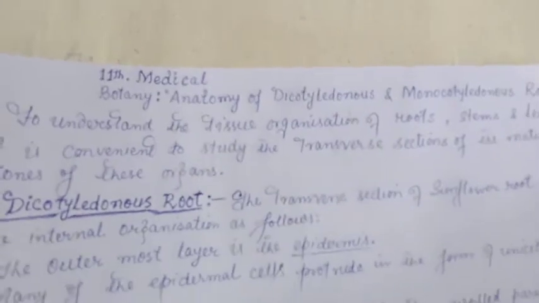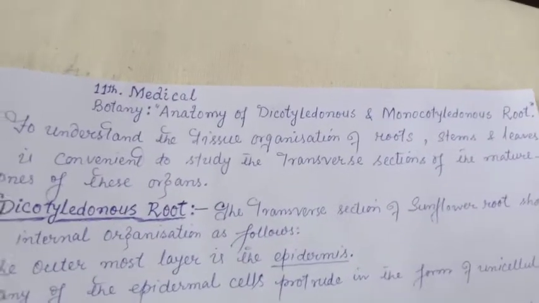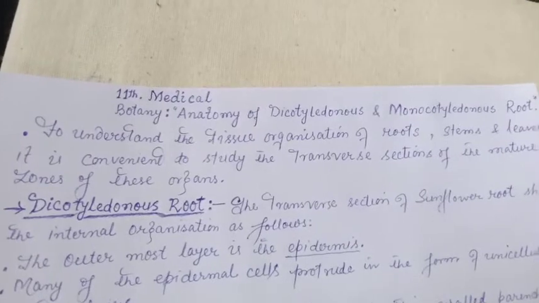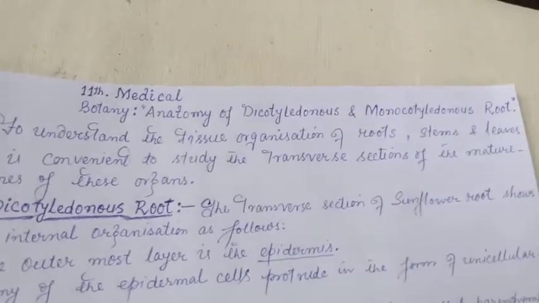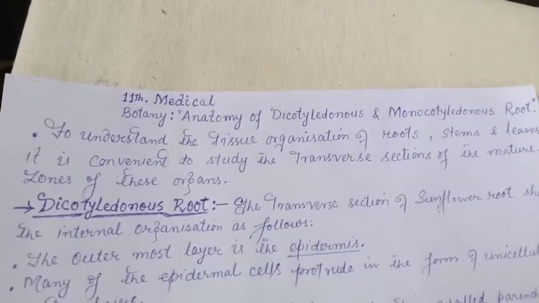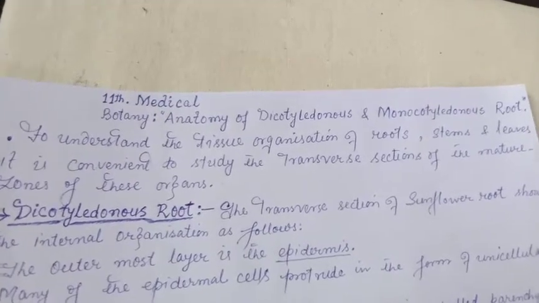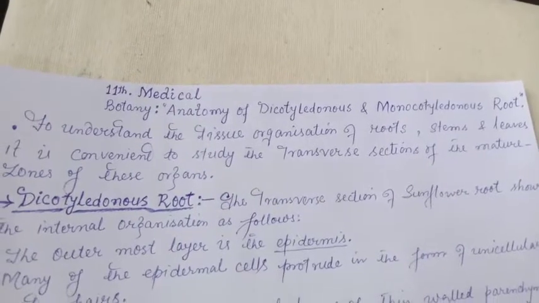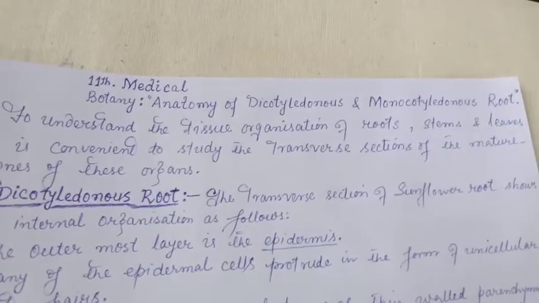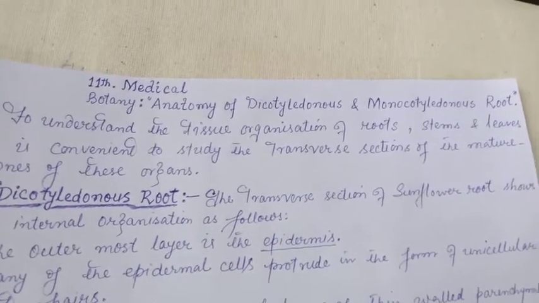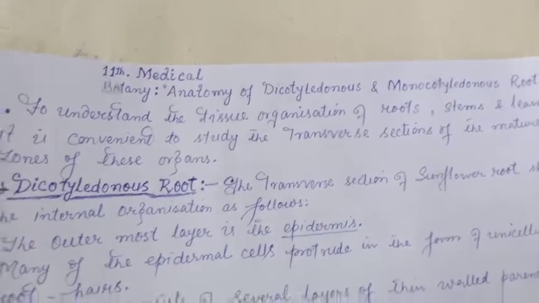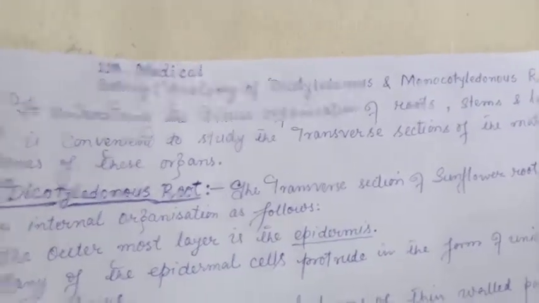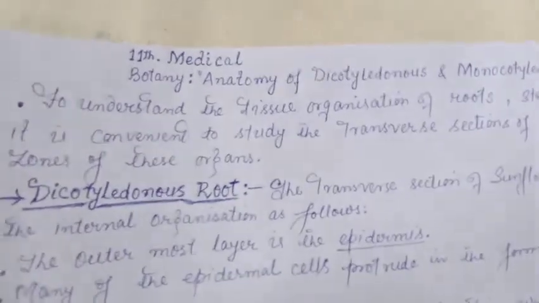As I was telling you, to understand the tissue organization of roots, stem and leaves, it is convenient to study the transverse sections of the mature zones of these organs. We have to take the transverse sections to better understand the internal design of their tissues. And firstly we will discuss the dicotyledonous root.